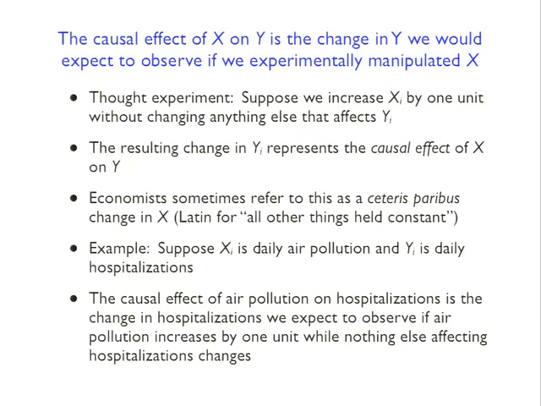So in the first 2 examples, I think it's pretty easy to think about what the causal effect of the right-hand side variable on the outcome would be, right? With the treatment, the idea here is that we're going to give some people the treatment, we're going to give some people a placebo, and then we're going to see how much their cholesterol levels change when they get the treatment versus when these other people get the placebo, right?